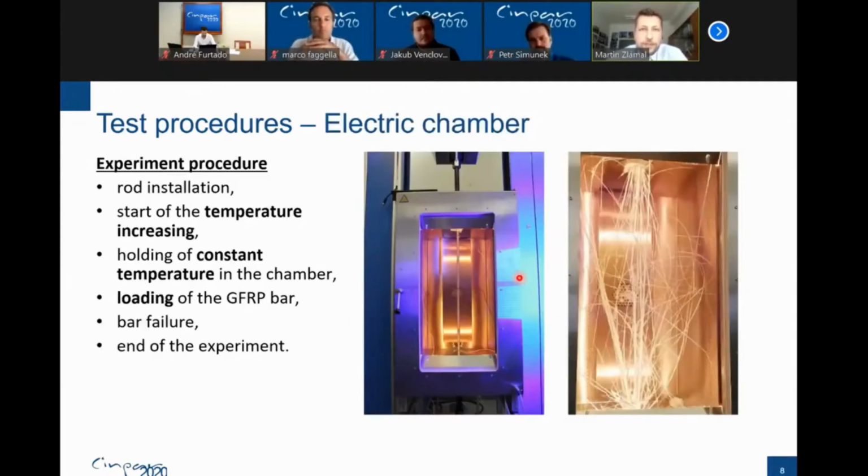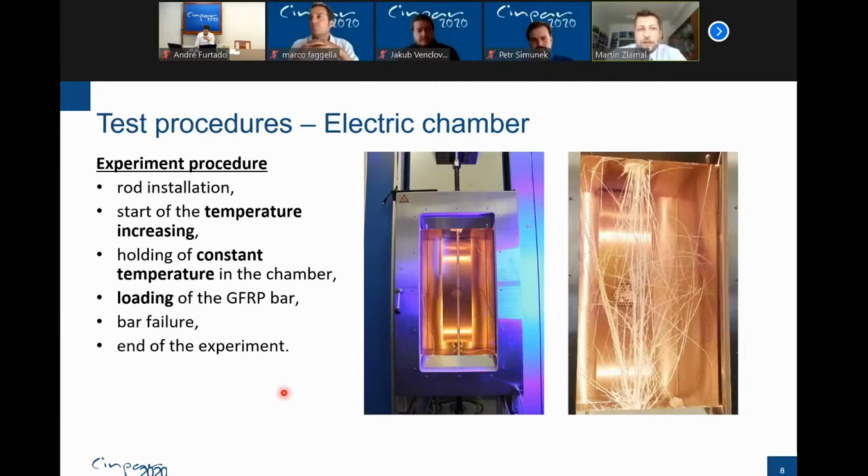Now I want to describe the experiment procedure. So the first one is the electric chamber. Again, you may see here the electric chamber in the middle of the loading frame. The bars are held in a cold area here at the top and at the bottom. And of course, the first step is rod installation.